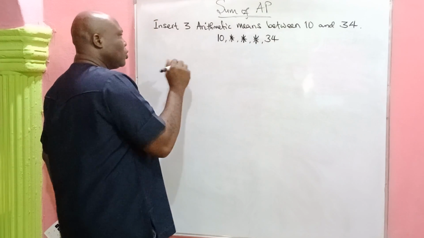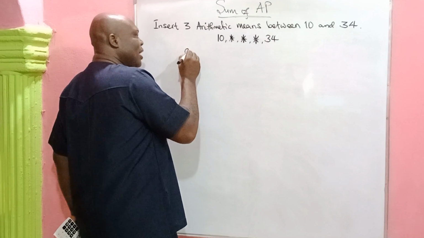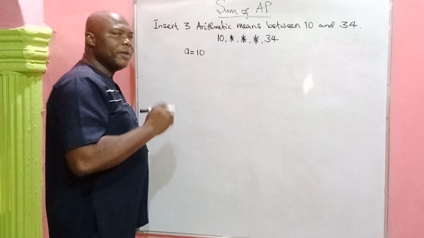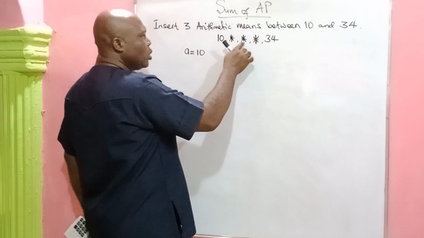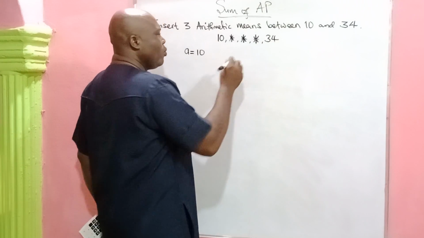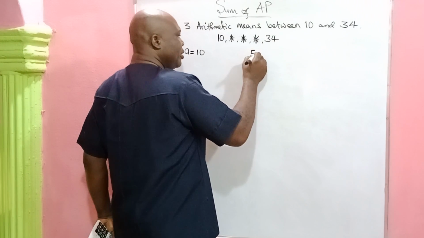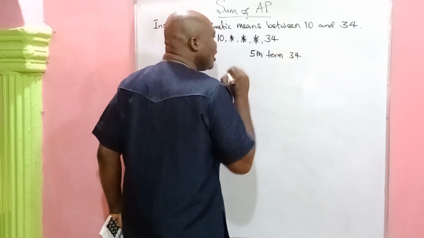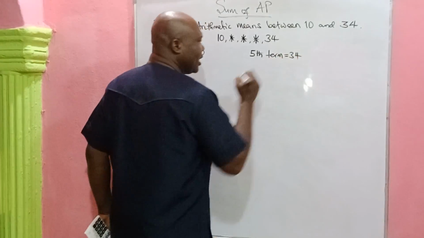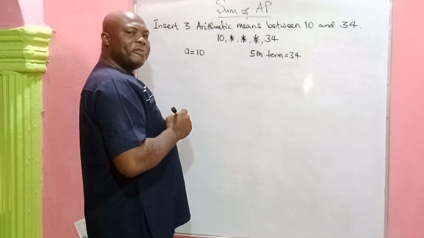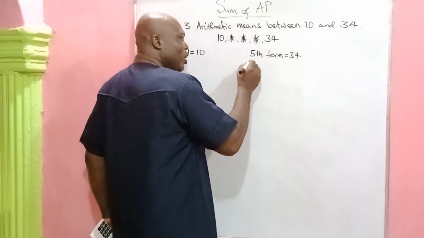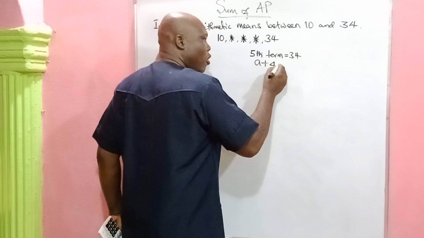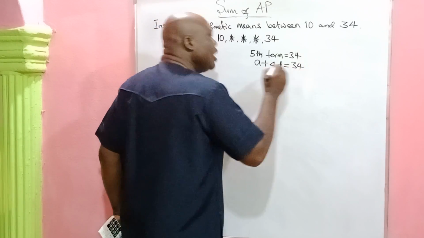Please watch. All right, so we've been given already that the first term A is 10. It's given. And then 1, 2, 3, 4, 5. The fifth term has been given as 34. All right, please take note of that. The fifth term is 34. But also know that the fifth term has a formula, which of course is A plus 4D. So A plus 4D is 34.